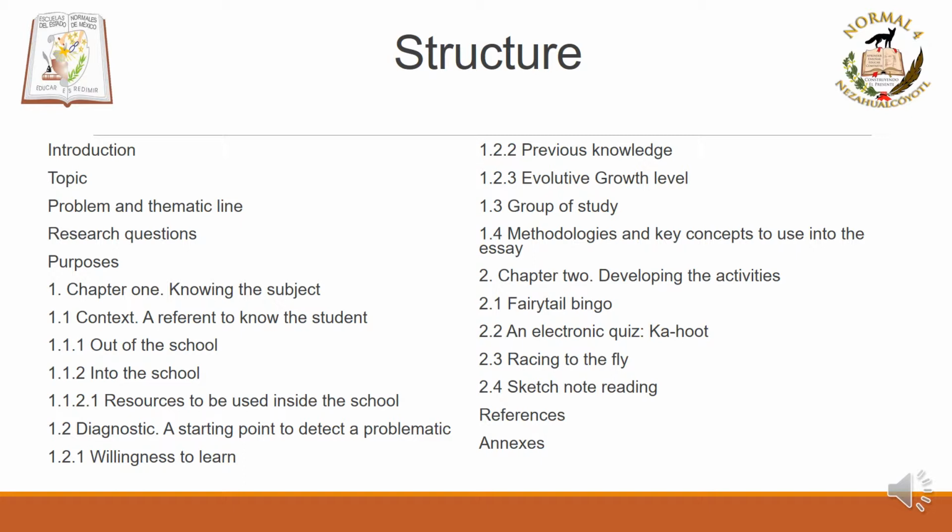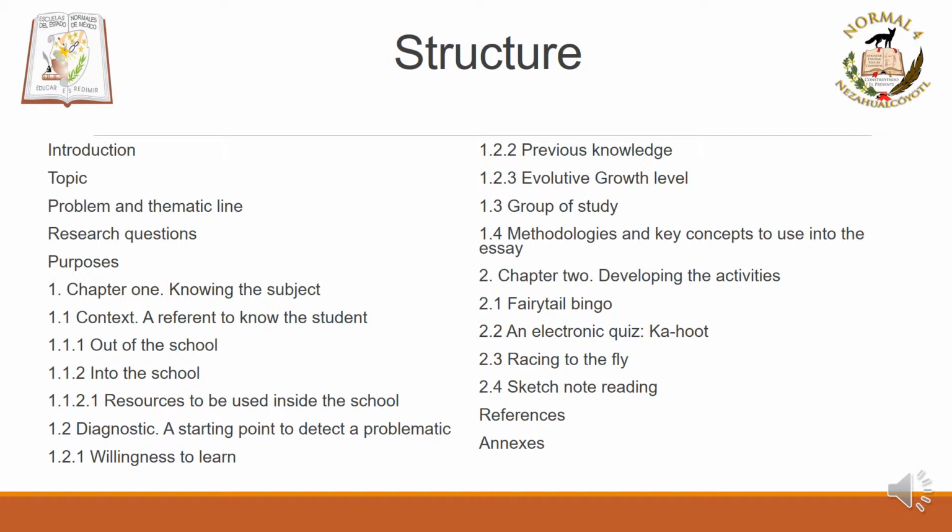proposals. Then I have chapter one, which is knowing the subject. That's the name of the chapter. All this chapter is about how students learn, what is around the school, what is around the students, the community, what is in the school for students to learn. The diagnostic is a tool which helped me to detect the problematic of the students. This diagnostic is divided in three, which I will explain later. Then we have the group of study, which is the group that I'm going to work with, the methodologies and some key concepts to use in the essay.